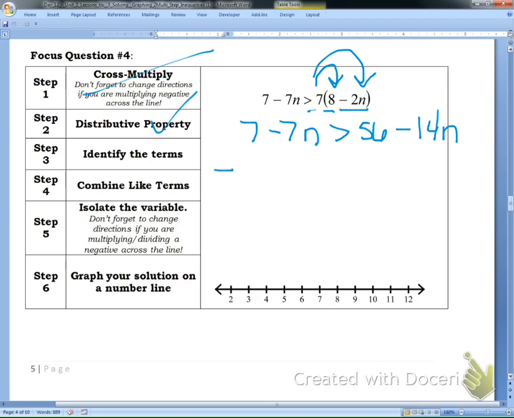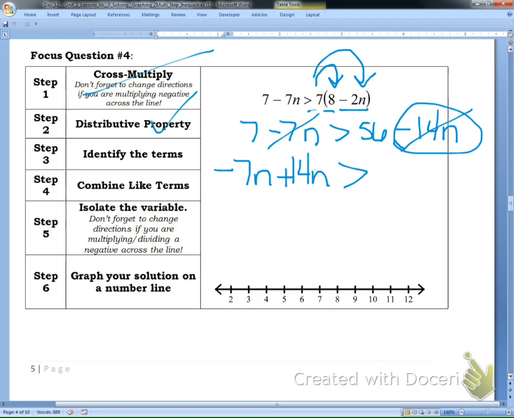I need my variable terms on this side, so the negative 7n stays put. I'm done with that one. I'm just crossing them off to show that I'm done with them. It's a great strategy also to use. I need to bring that negative 14n to that other side of the equation. Bring it over to the other side, it's a positive 14n. Positive 14n, I'm done with that term.